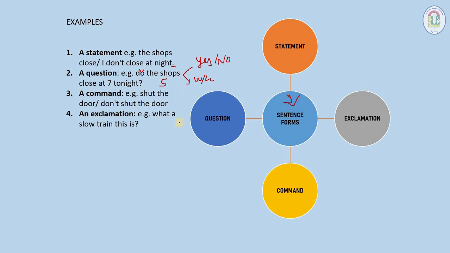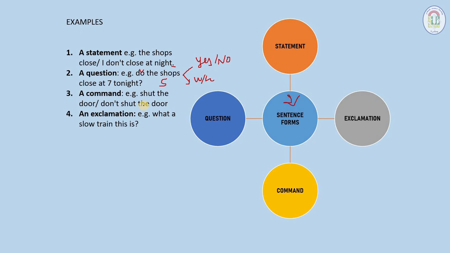The command is an order, it is a request, or it is the imperative form of the verb. So here I say, shut the door, don't shut the door. Here the subject is hidden, and you have a verb and you have an object. But the subject is hidden. It can be considered as an order, it can be considered as a request, and we call it the imperative form.